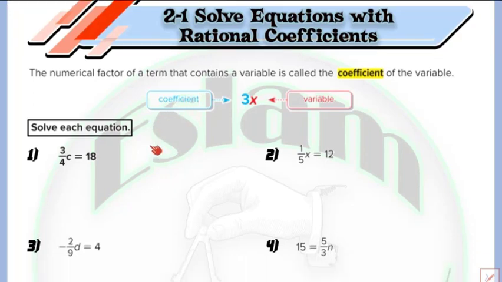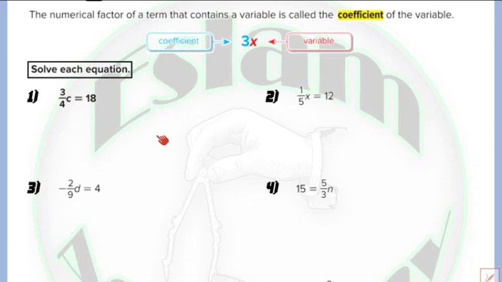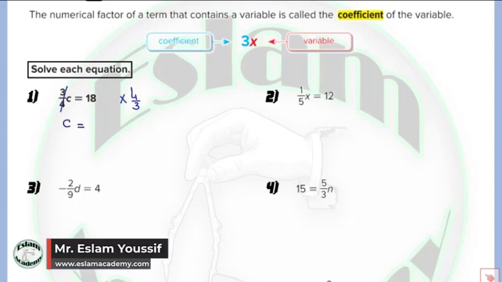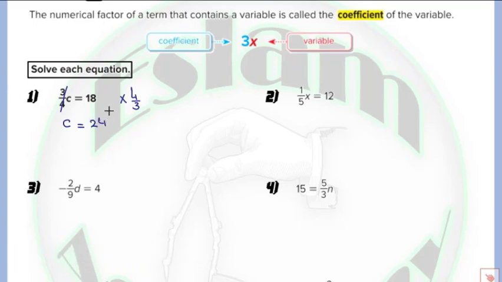So in question number 1, we need to solve each equation. Now we have 3 over 4c equals 18. At the first, the coefficient here is a fraction. To solve, we will find the reciprocal of the fraction, which is 4 over 3. Just multiply all of the equation by 4 over 3. Once you multiply 3 over 4 by 4 over 3, it will be equal to 1. So the remainder now will be c. 18 multiplied by 4 over 3 will be equal to 24. So the solution of the first equation would be c equals 24.